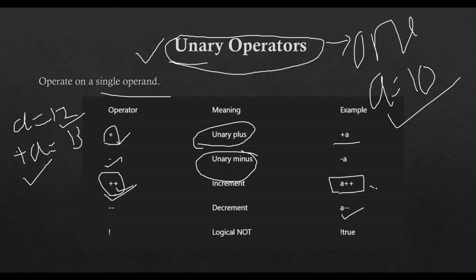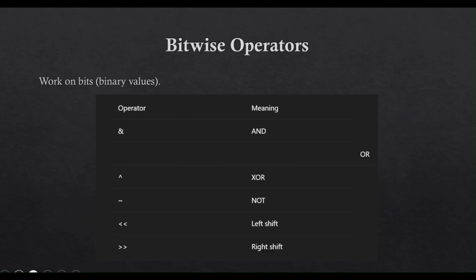Similarly, increment has two forms, pre-increment and post-increment. Pre means plus plus is used before a, and post means plus plus is used after a, like this. Similarly for minus, there is post-decrement and pre-decrement. Pre is previous and post is after. Similarly logical not, which I have already discussed in the logical operators.